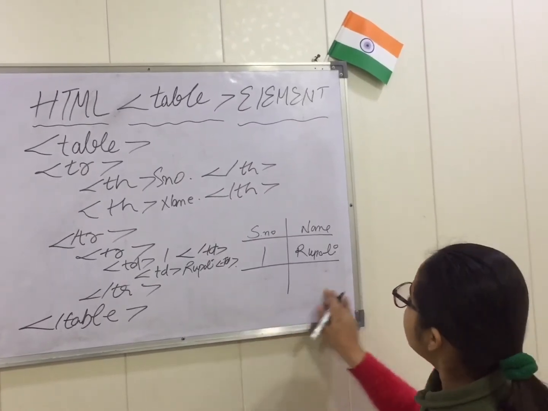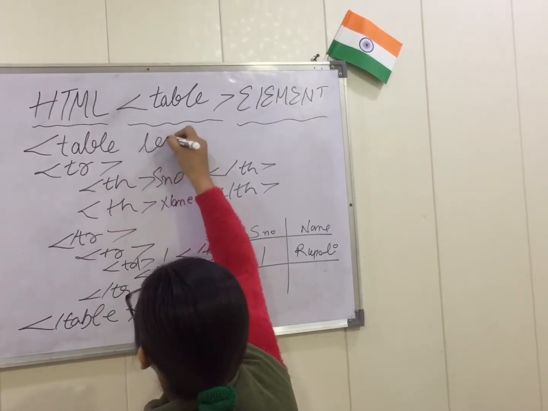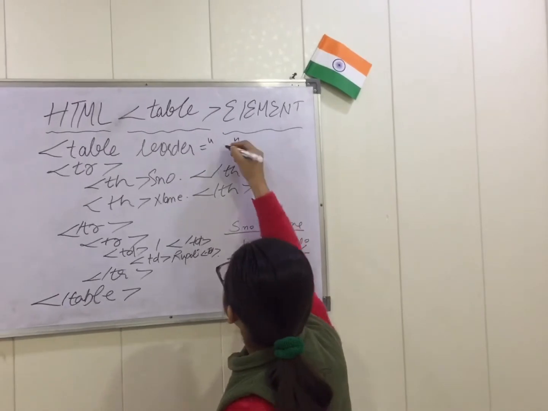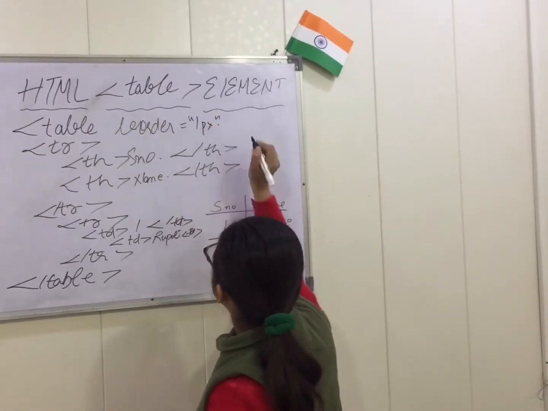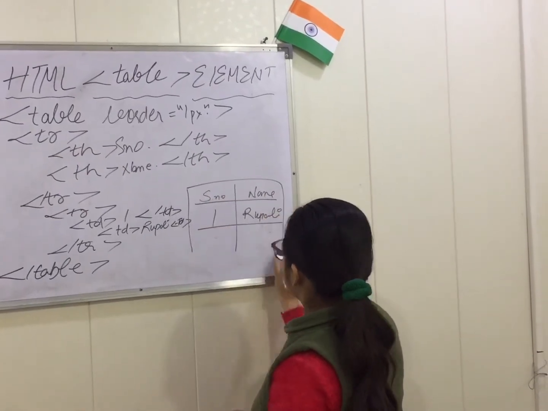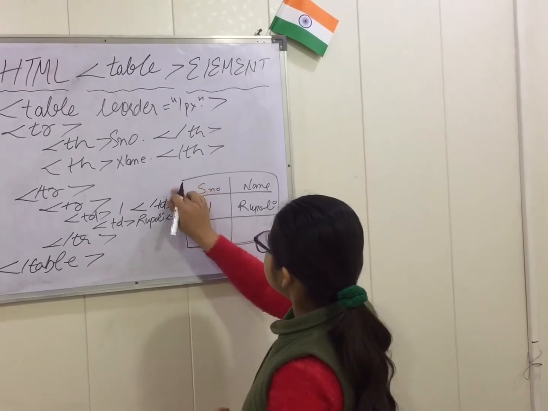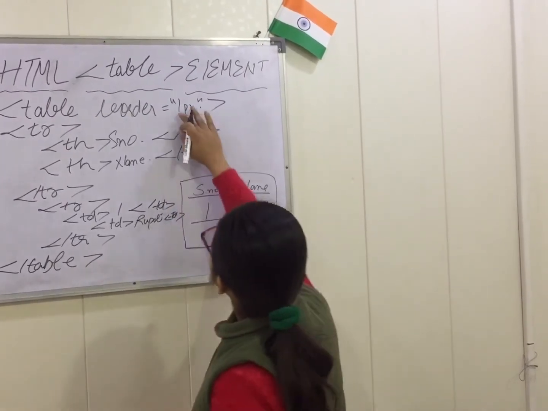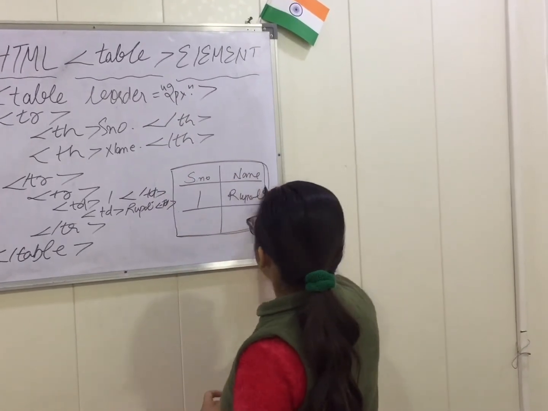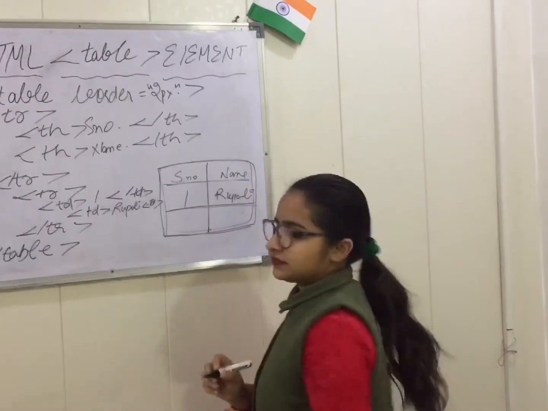If we need a border over here, we will write border equals double quotes 1 pixel, tag closed. So the border will be here along our table. We can increase the size of our border after writing 1 pixel, 2 pixel or any other. The border will be broader like this and this.